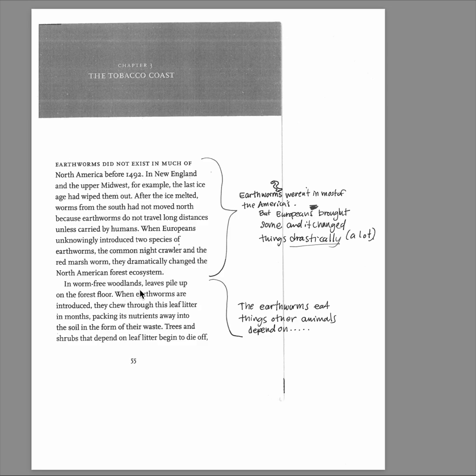In worm-free woodlands, leaves pile up on the forest floor. When earthworms are introduced, they chew through this leaf litter in months, packing its nutrients into the soil in the form of their waste. Trees and shrubs that depend on leaf litter begin to die off. In the Bosque, we have more of that situation just because it's so dry. Sometimes we don't have earthworms, and you can see so much of that leaf.